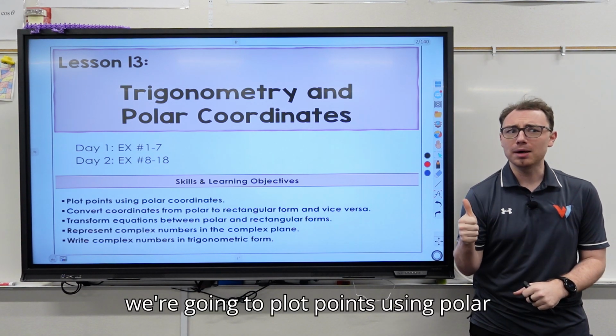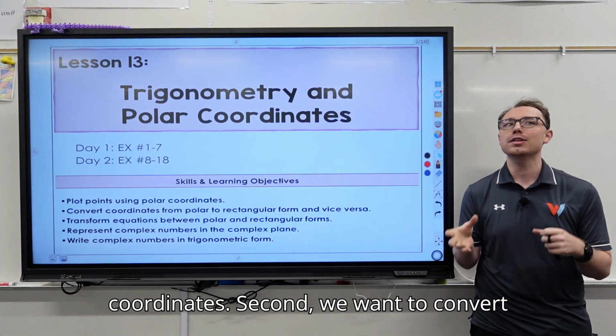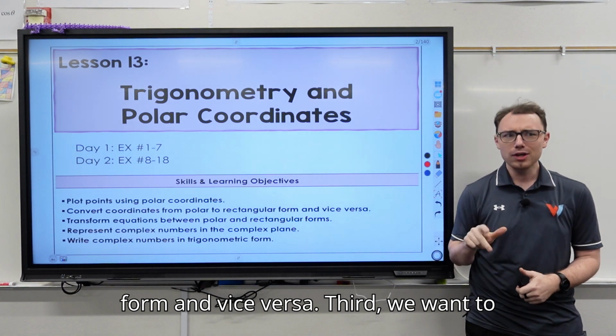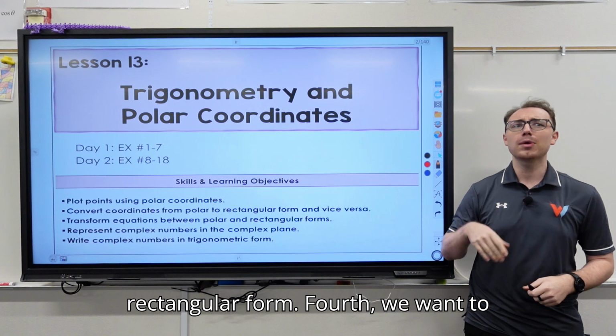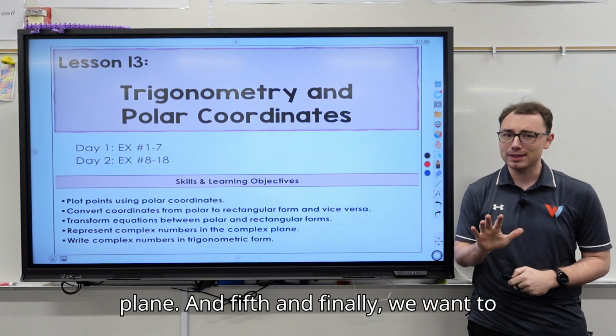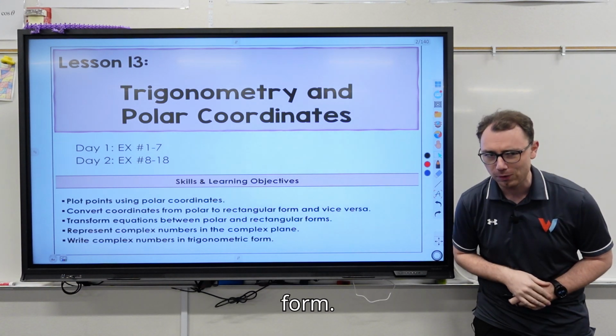First, we're going to plot points using polar coordinates. Second, we want to convert coordinates from polar to rectangular form and vice versa. Third, we want to transfer equations between polar and rectangular form. Fourth, we want to represent complex numbers in the complex plane. And fifth, and finally, we want to write complex numbers in trigonometric form.